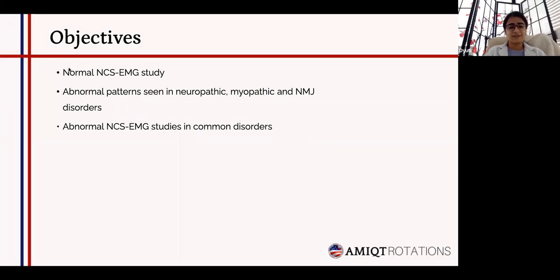So I'm going to present what a normal study looks like, how it relates to the physiology, what are the different parameters that we are studying. Then I'm going to talk about the abnormal patterns that are seen in various pathological processes. And at last, I'm going to summarize the abnormal studies that are seen in common disorders.